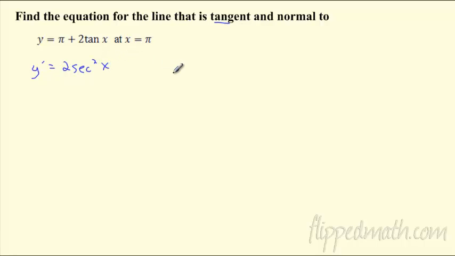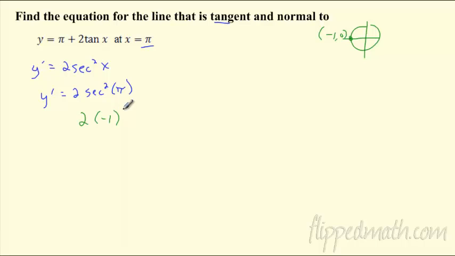So there's my derivative. This will help me find the slope at this point. So let's plug in pi. So 2 secant squared of pi. And what's going on at pi? Well, remember pi is over here. So we're looking at -1, 0. So secant is 1 over cosine. So the 1 over cosine will be 1 over -1. Remember, it's 1 over -1 squared. So we are squaring this bad boy.